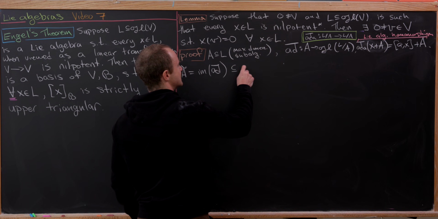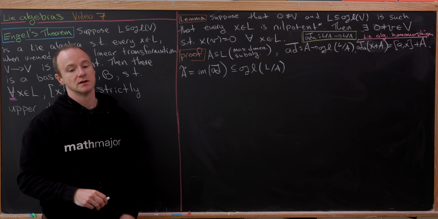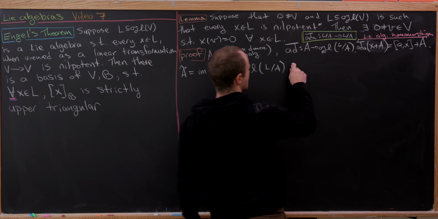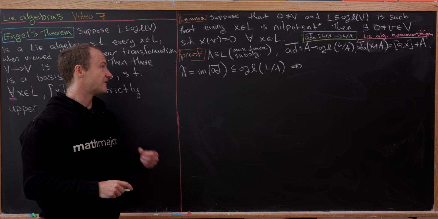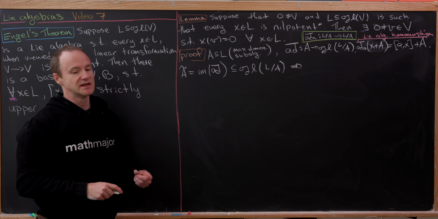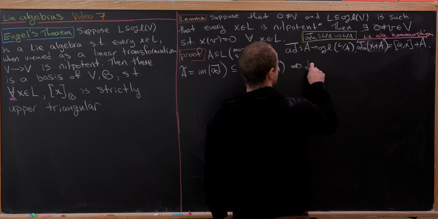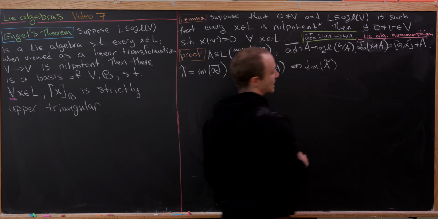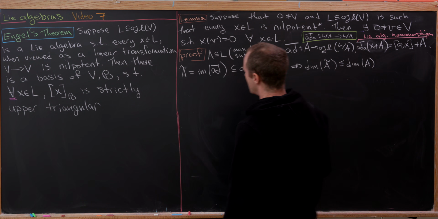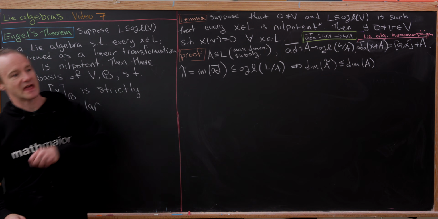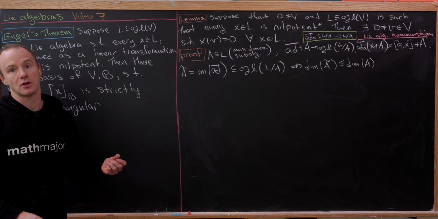Okay, so like I said, this is a Lie subalgebra of this gl(L) mod A Lie algebra. Note that the fact that this is a vector subspace gives us the following inequality of dimensions. Let's notice that the dimension of A tilde will be less than or equal to the dimension of A. That's because it's the image of A, and whenever you take the image of a vector space, the dimension can only stay the same or go down. It can't get larger.